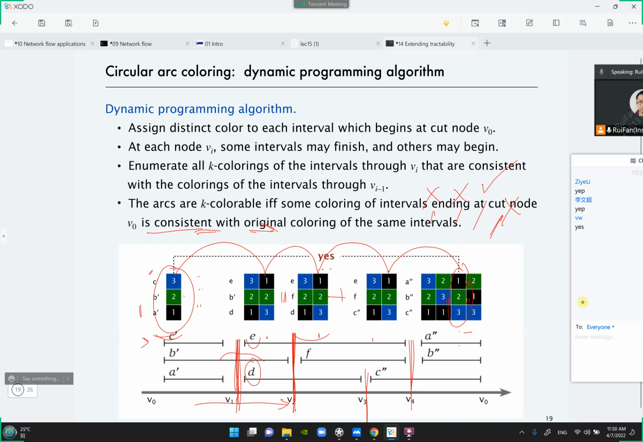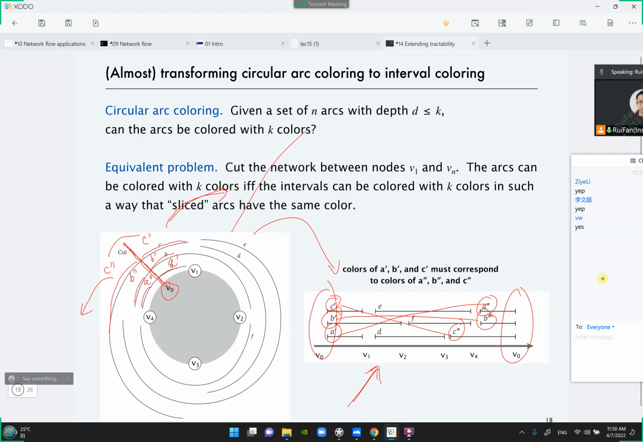And this chain tells us how we can color all of these intervals. We start by coloring A, B, C as 1, 2, 3. And then once you have E and D, you color them as 1 and 3. And then you color F as 2, and so on. So we have this chain of compatible colorings, and overall this forms a coloring of this interval graph. But we know that this interval graph exactly corresponds to the circular arc graph, and so this gives us a coloring of the circular arc graph.